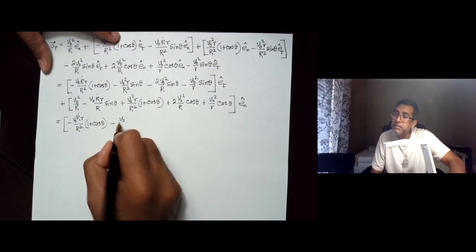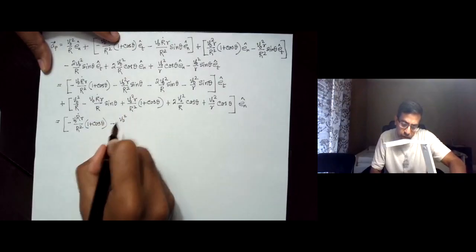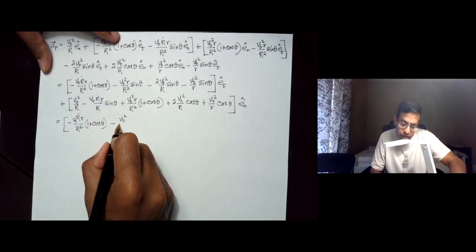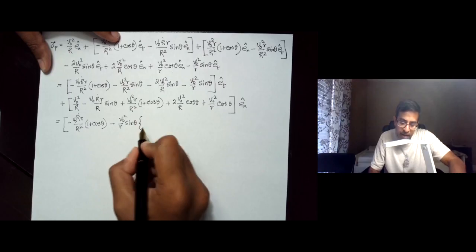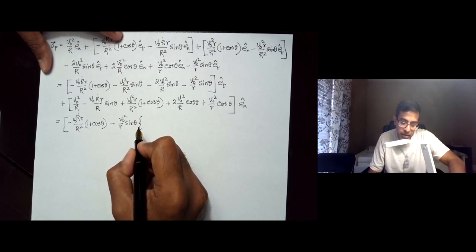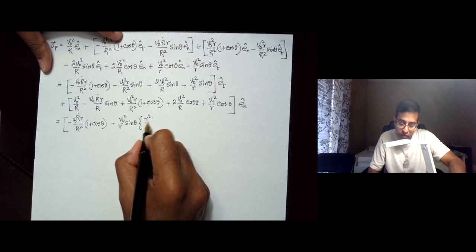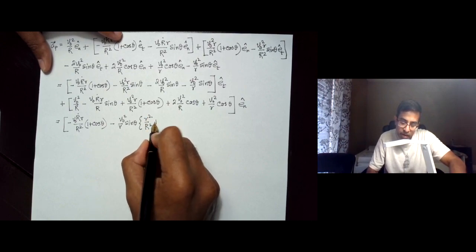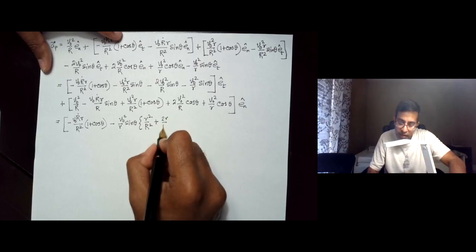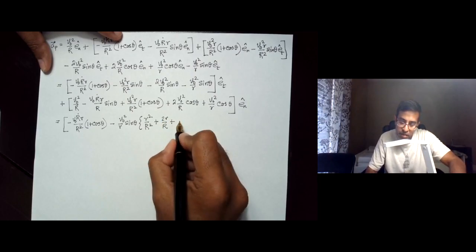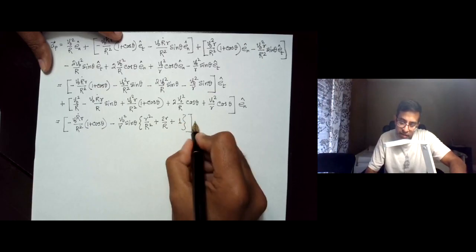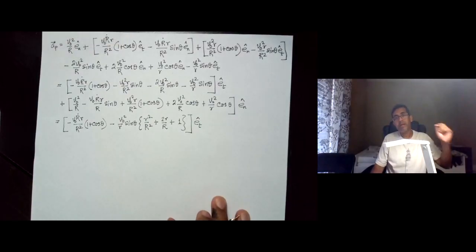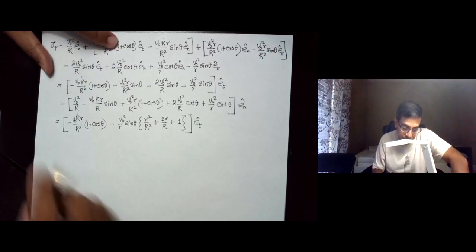V0 squared over small r sine theta. We'll factor that out, and within parentheses then we are going to have small r squared over capital R squared plus 2 small r divided by capital R plus 1, right? So this is our expression in the ET direction.